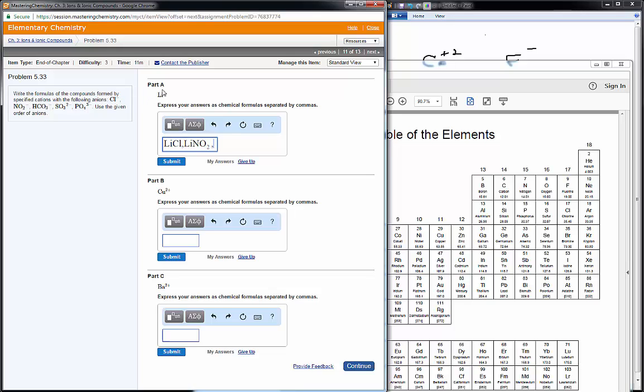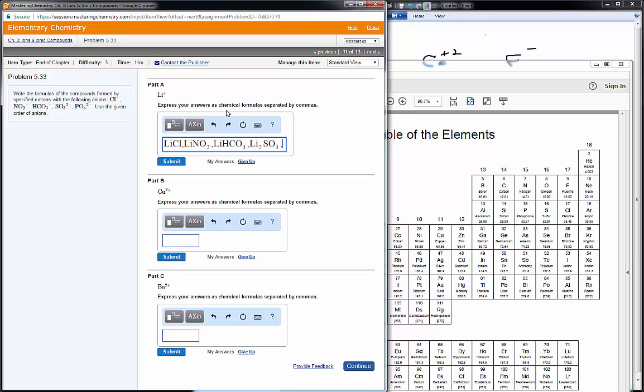Now we have lithium with hydrogen carbonate. Lithium is +1, hydrogen carbonate is -1, so I just need one of each. There we go. And now it starts to get tricky. Sulfite has a 2- charge. Lithium is +1, so I need 2 lithiums to make that work. So Li2SO3.